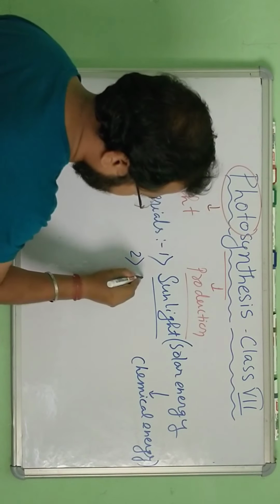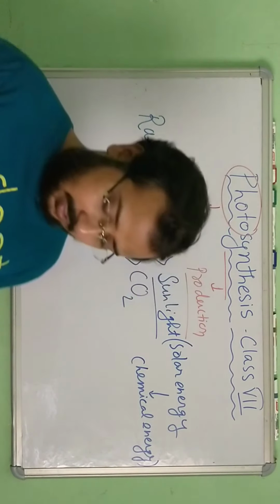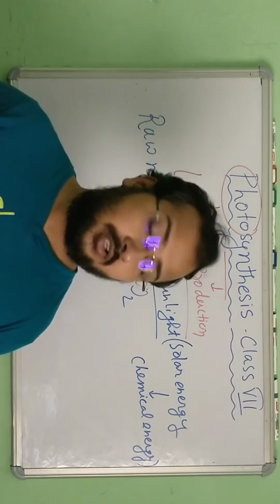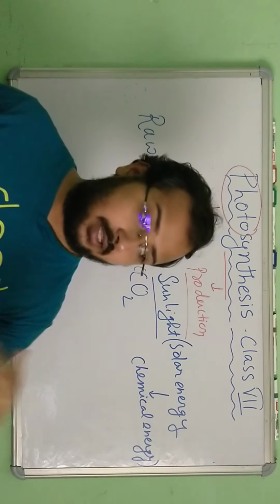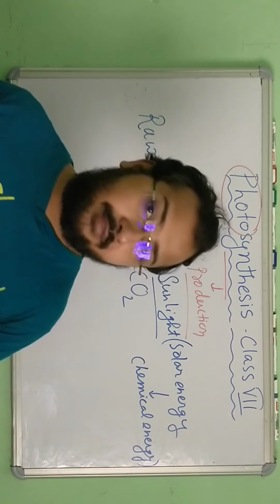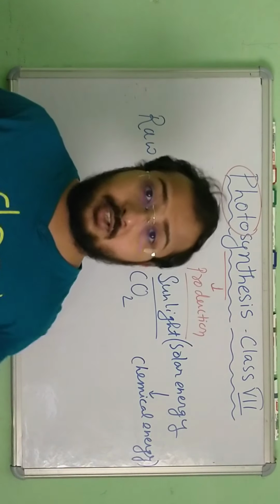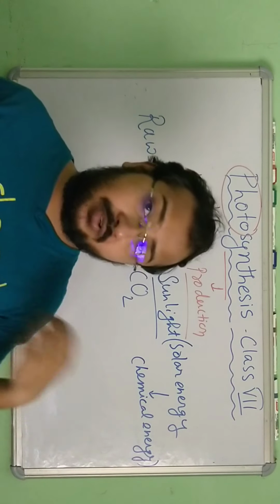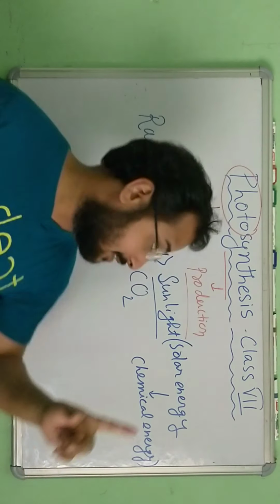Now the number 2 point: besides sunlight, we require CO2 from the atmosphere, which is very, very important. Carbon dioxide. The actual amount of carbon dioxide present in the atmosphere is 0.03%, and the plants absorb this carbon dioxide. Any amount more than this is going to affect our atmosphere, our environment, badly. That is why, in the global warming concept, the main source is the increasing amount of carbon dioxide. Understood? So this carbon dioxide from the atmosphere is absorbed by the plant.